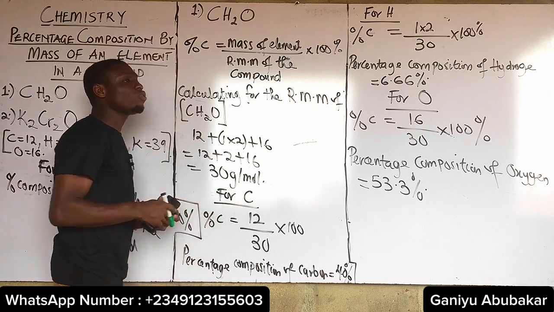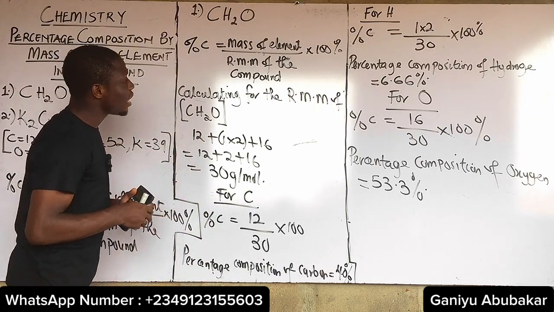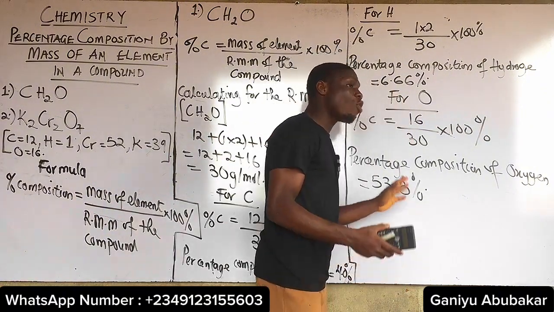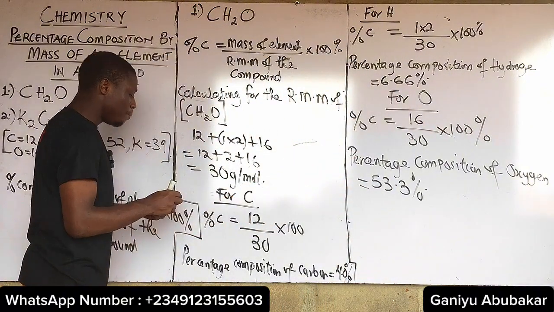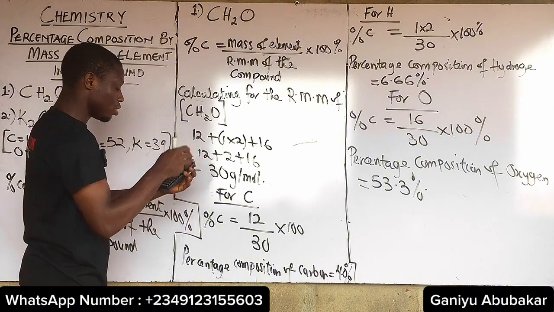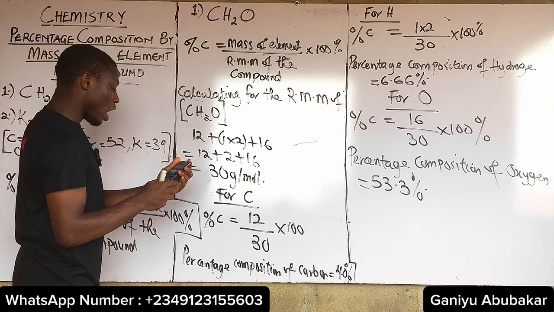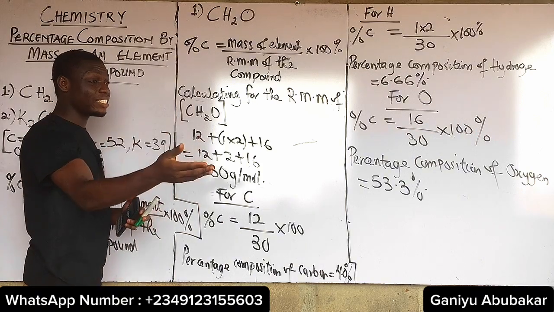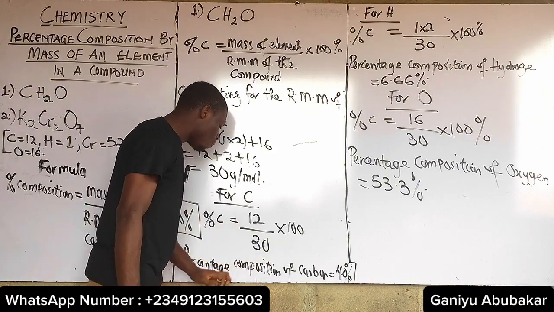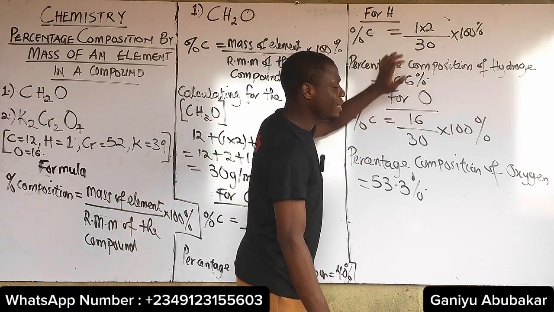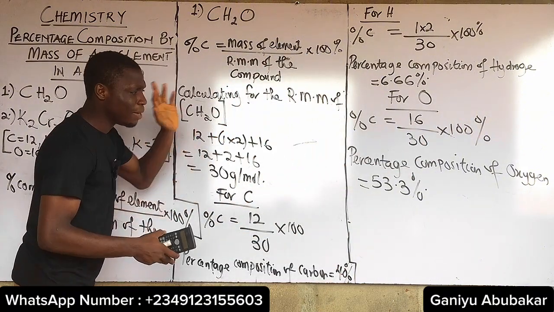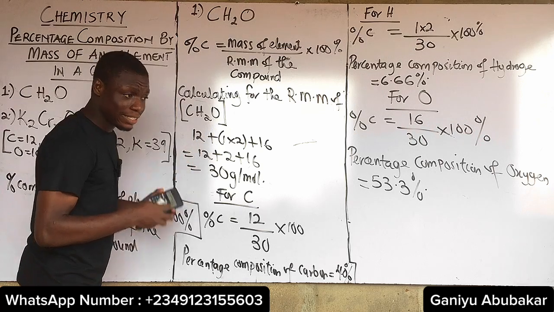So what I want you to note is that if I sum up each value, I will have 100 back. If I sum up the percentage composition of each element, that's 40 plus 6.66 plus 53.3, I'll have 99.96, which is approximately 100%.